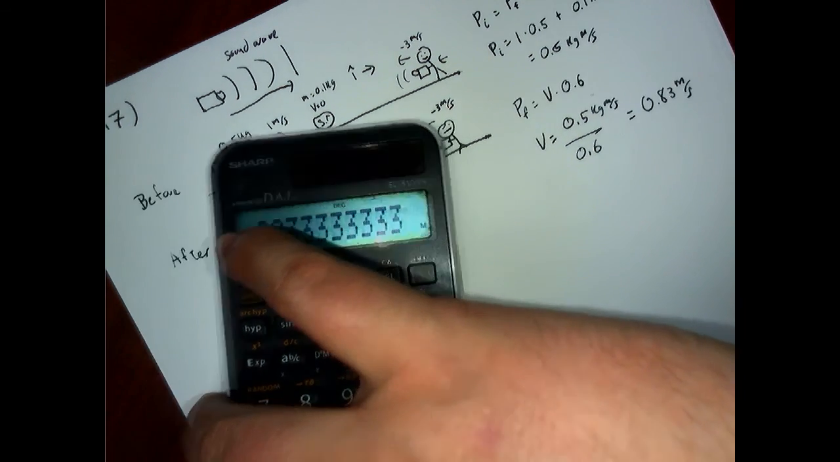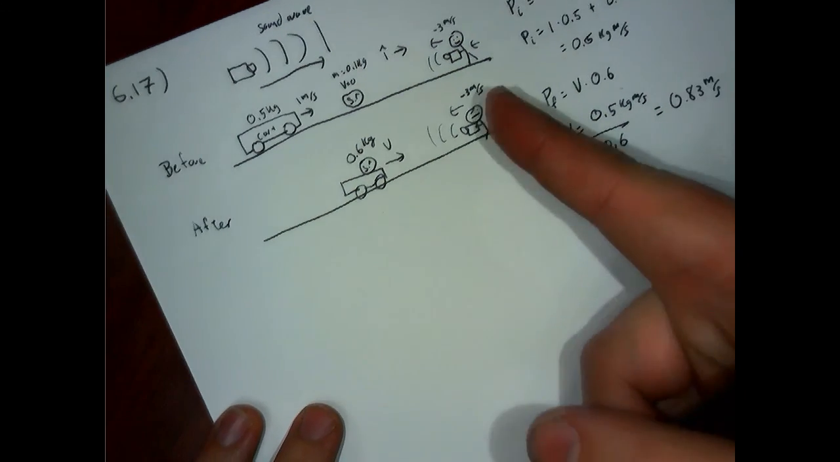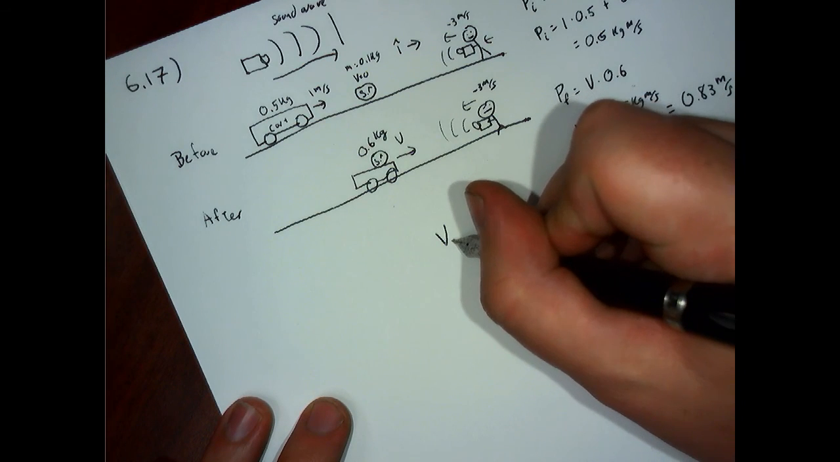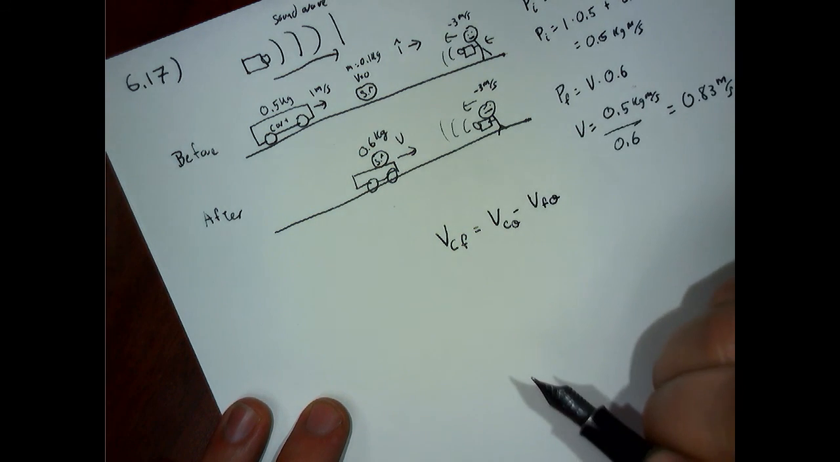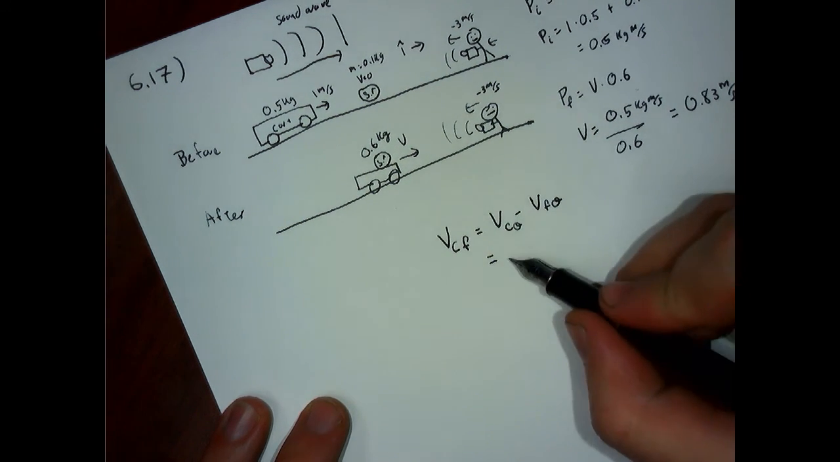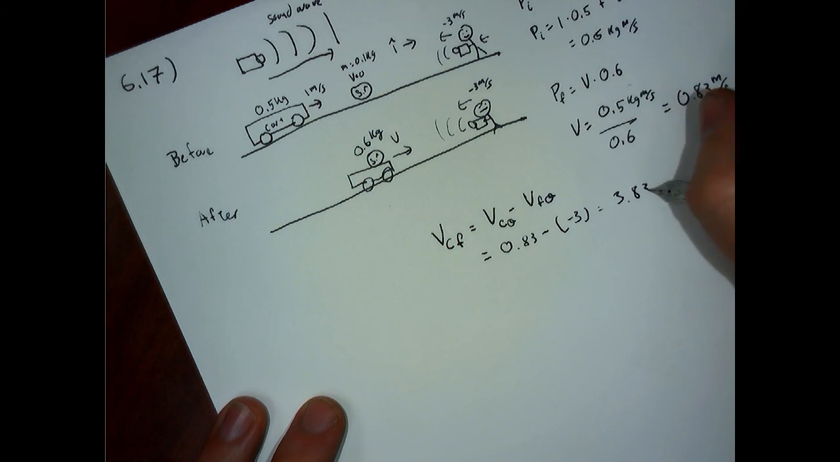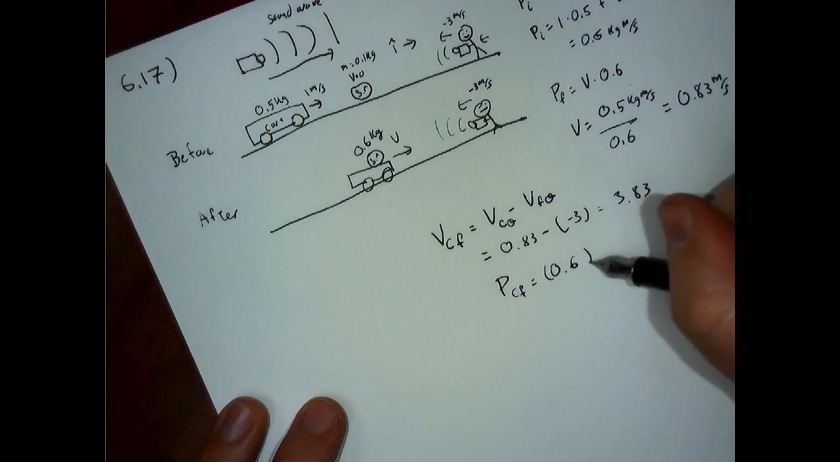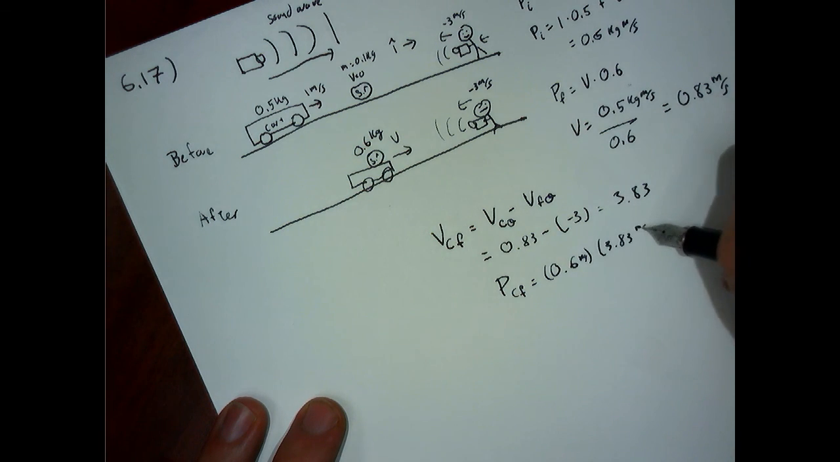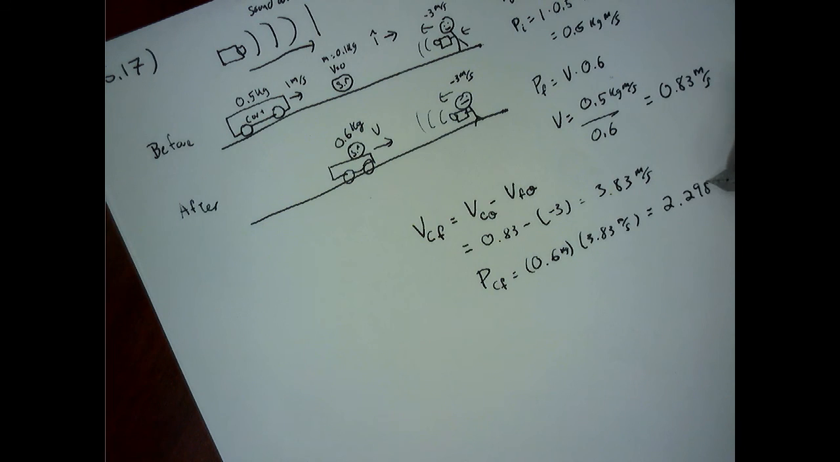All right, so what's the momentum of the cart with the ranger stuck to it in my friend's reference frame? Okay, so my friend is running at V friend, so we'll call it V cart-friend is equal to V cart minus V friend. So the cart's velocity is 0.83 and the friend's velocity is minus 3. So it's 3.83. And so the momentum of the cart as seen by the friend is 0.6 kilograms times 3.83 meters per second, which is equal to 0.6 times 3.83, 2.298 kilogram meters per second.